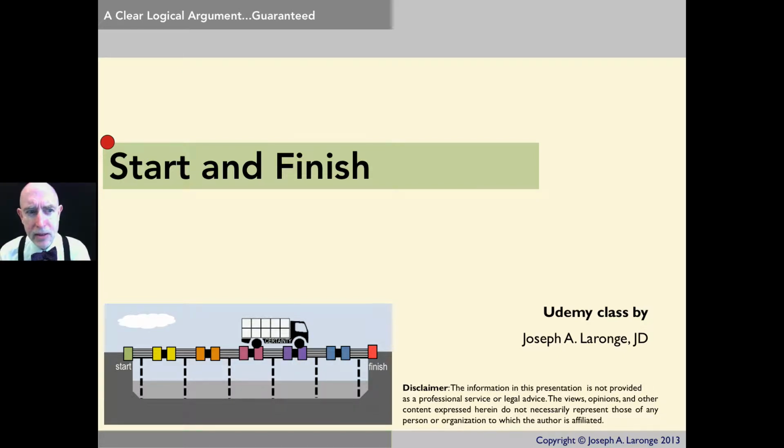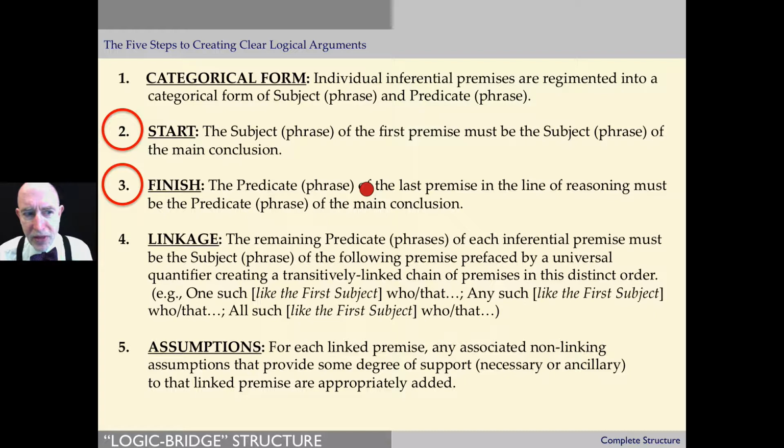Hi, welcome back. In this segment, we're going to talk about the characteristics of the start and finish of your line of reasoning. And this is actually the second and third components of the 5 steps to creating clear, logical arguments. The first one we discussed was the categorical form. Number 2 is the start of the line of reasoning, what that looks like. And number 3 is the finish of the line of reasoning and what that looks like.